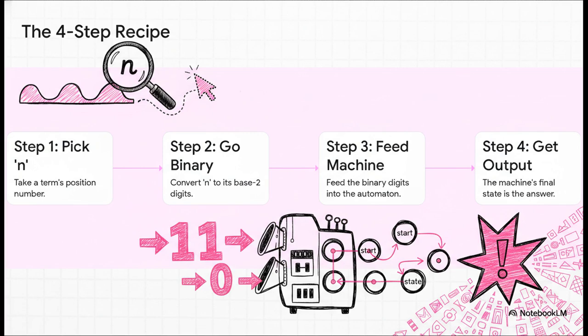First, you pick which term you want to find. Let's say the 3rd term, so n is 3. Second, you convert that number n into its binary, or base 2 digits. For 3, that's just 1, 1. Third, you feed those digits, one at a time, into our machine, always starting at the start position. And fourth, wherever the machine lands after the last digit, that state's output is your answer.